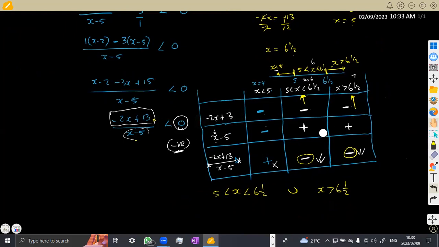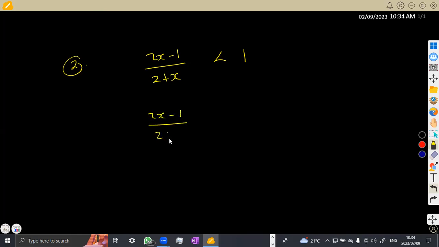So let me just have another example that we are going to use still on rational fractions. Let's say, okay, the second question on rational fractions, let's say we are given 2x minus 1 over 2 plus x, which is less than 1, like this. Okay, so remember what I said. The first thing, bring all the functions on one side and never cross multiply. So in this case, we are going to bring the 1 to the left-hand side, it's going to be negative. So it's 2x minus 1 over 2 plus x minus 1 is less than 0.